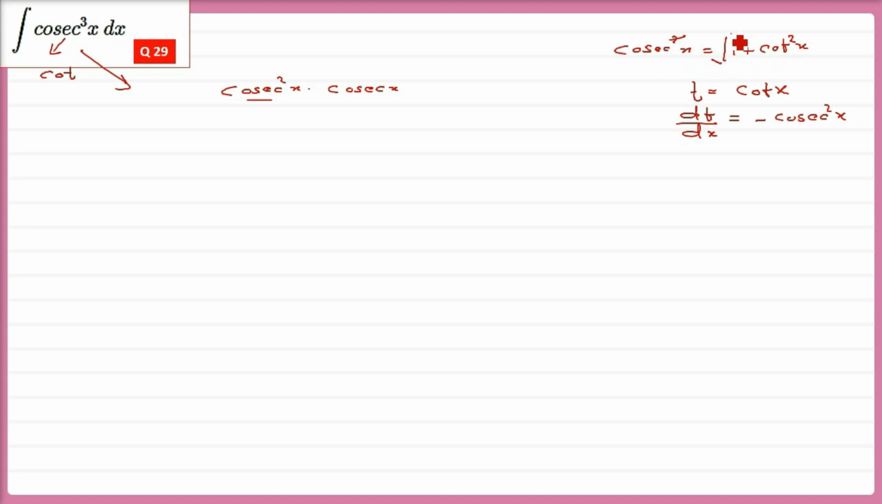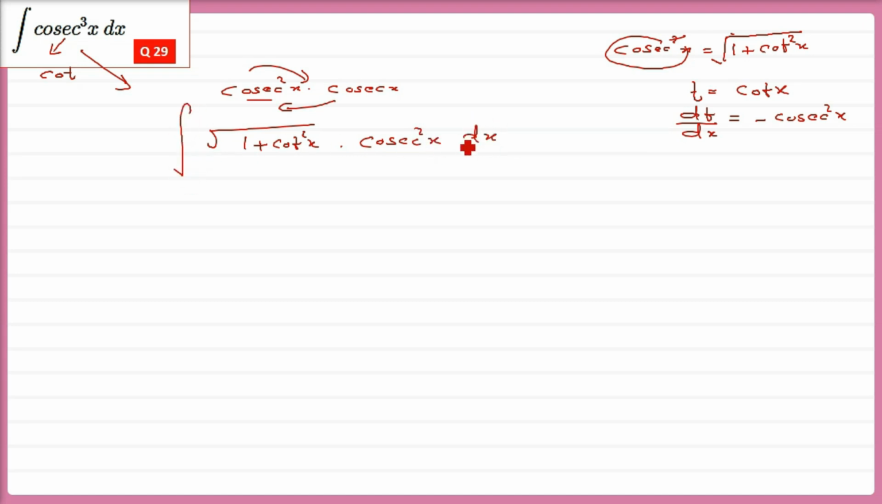So if I remove this square, it will go on the right with a root. We are just swapping these two terms. Cosec x will be written as under root 1 plus cot square x. And this cosec square x, as I said, I am writing after this under root 1 plus cot square x, and then with a dx.